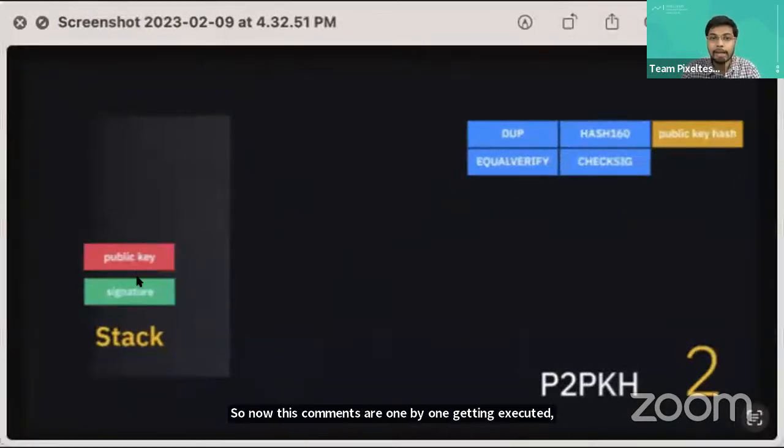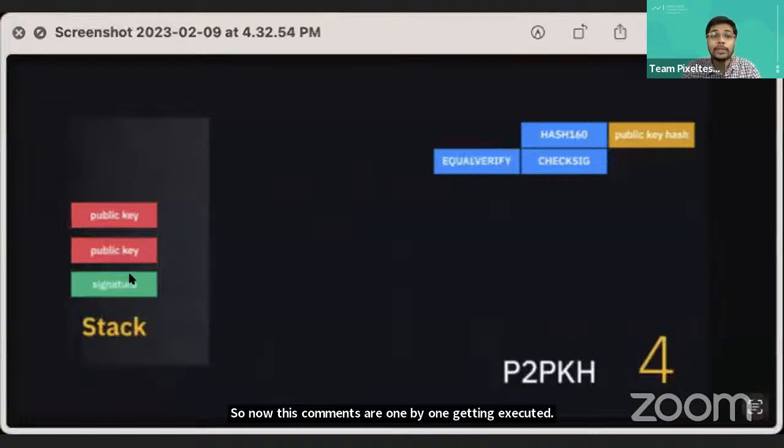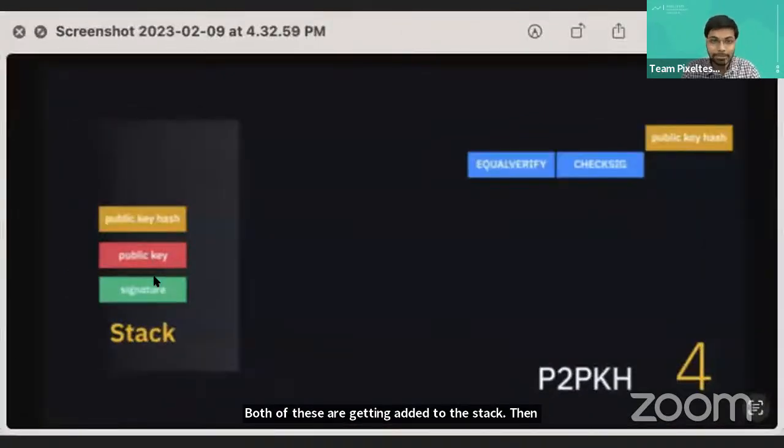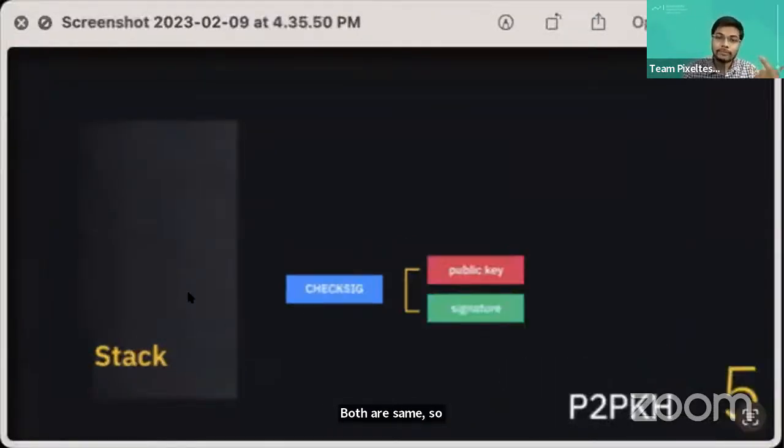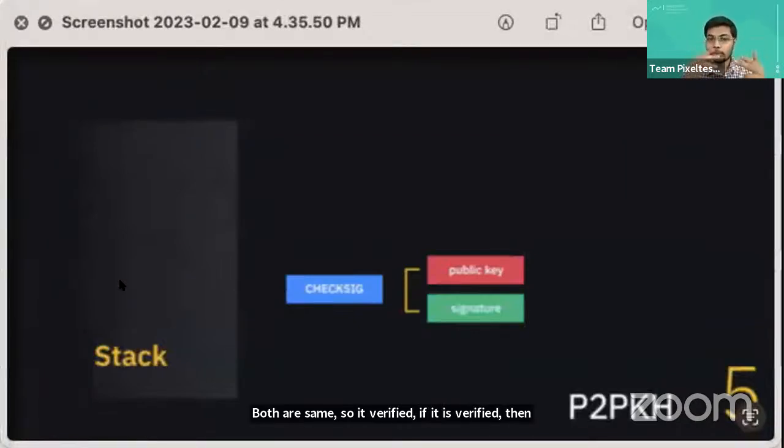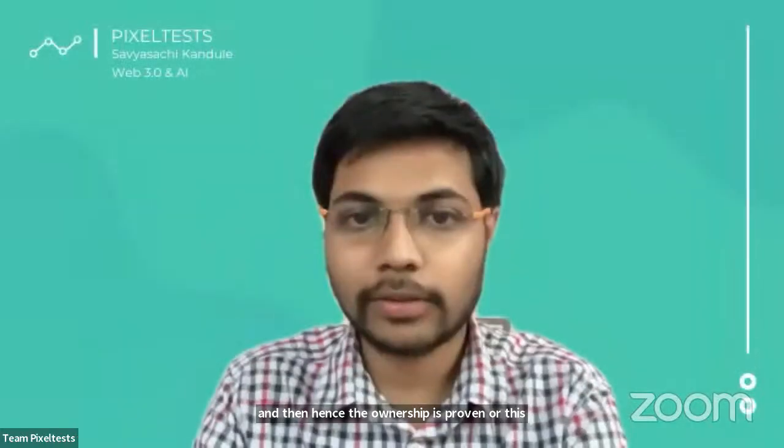Now both of these are getting added to the stack, then duplication is happening, then hashing is happening, then equal verify is verifying if the hash that was in the public key script and the hash from the signature script's public key are both the same. So it verified. If it is verified, then finally the check sig is doing its check. So both of these public key and signature are matching, and hence the ownership is proven, or this transaction is valid, right? So how many of you understood all these steps here, right?